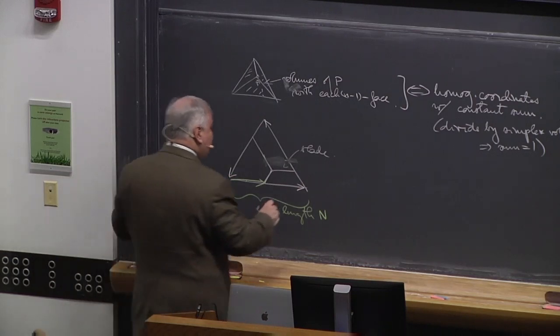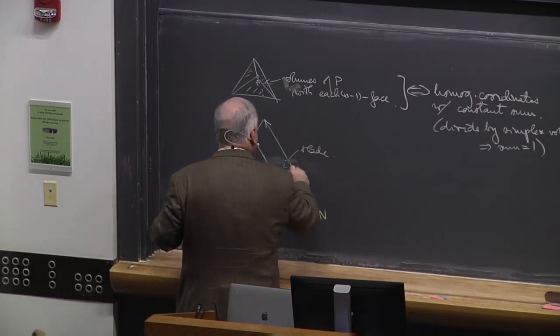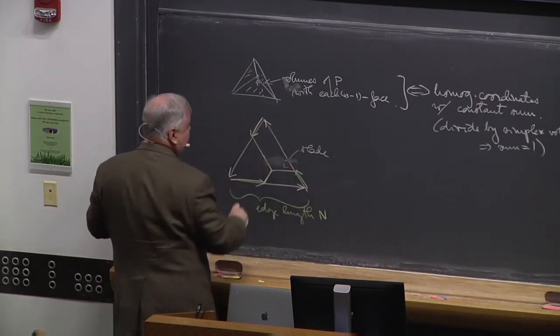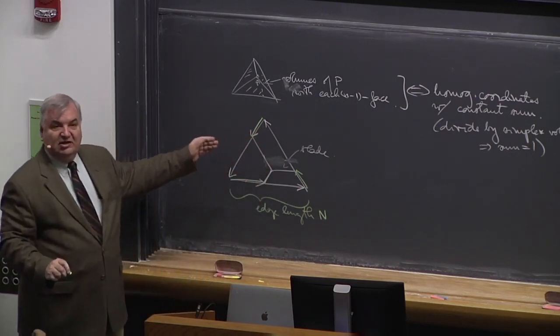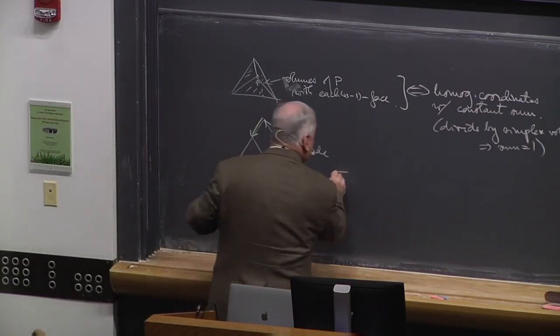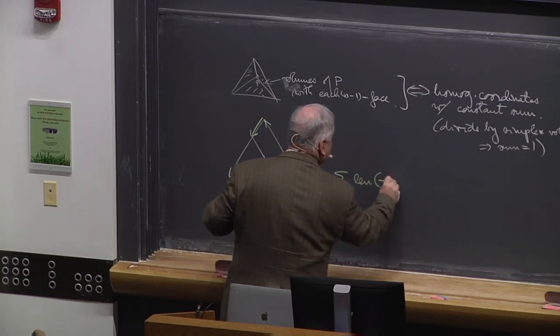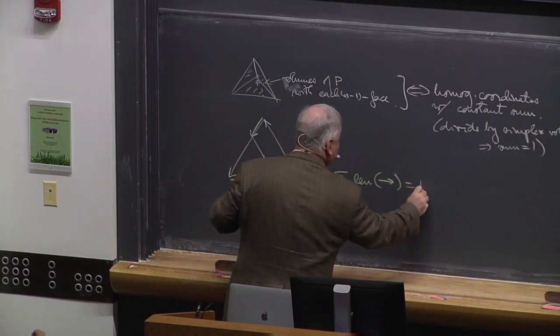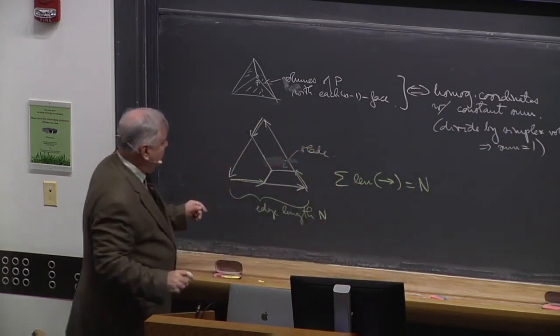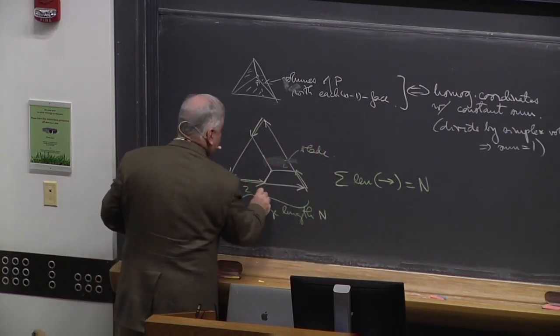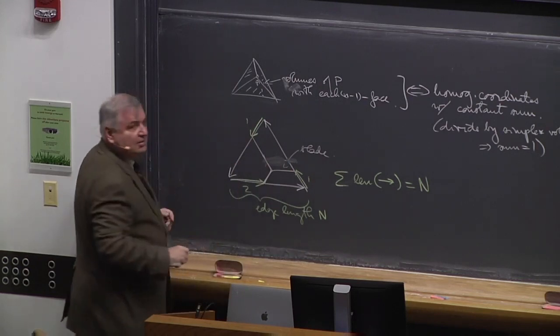Yeah, so these green things, the sum of these, do you see? So the sum of the length of these is exactly n. Yes, so here there are, I think, 2, 1, and 1. Yes?